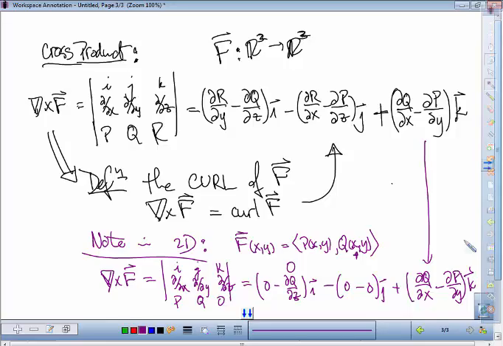Okay. Any questions about the curl? Why is it called curl? Because it curls. Should we do some examples? Or do you really want to know why it's called the curl? Let's do some simple examples first, and then we'll talk about the curlness of it.